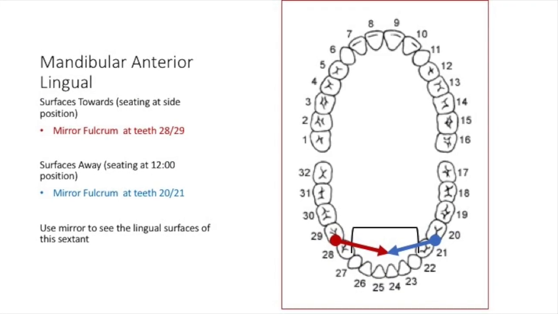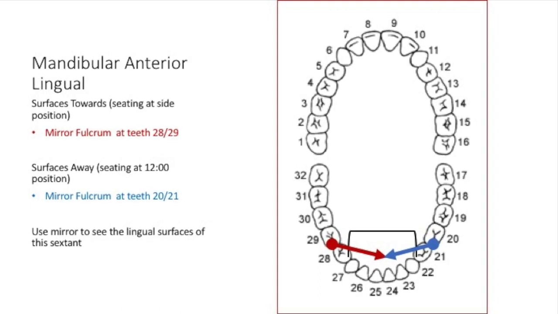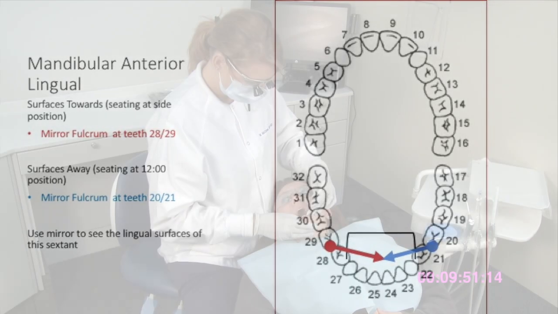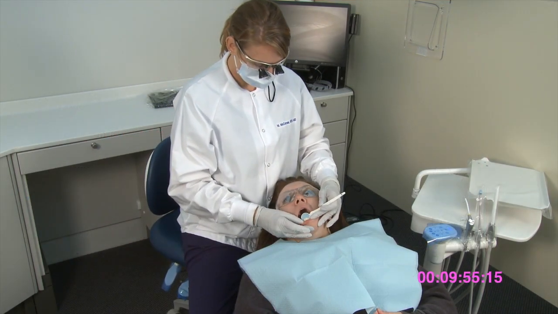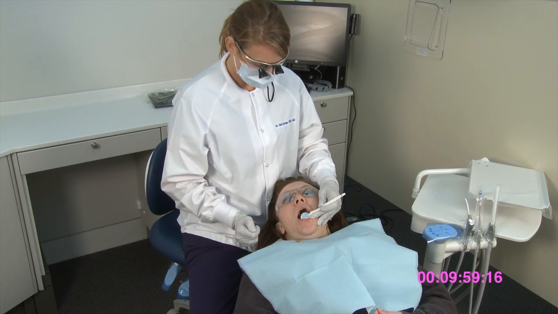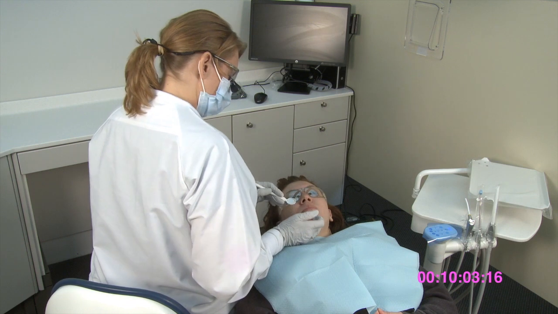Mandibular anterior lingual surfaces away. The mirror fulcrum is on the left premolars. Here you must use indirect vision, and you will use some reflection of the light from the mirror for illumination. The patient's head is in neutral position and their chin is down. The seating position is between 11:30 and 12.